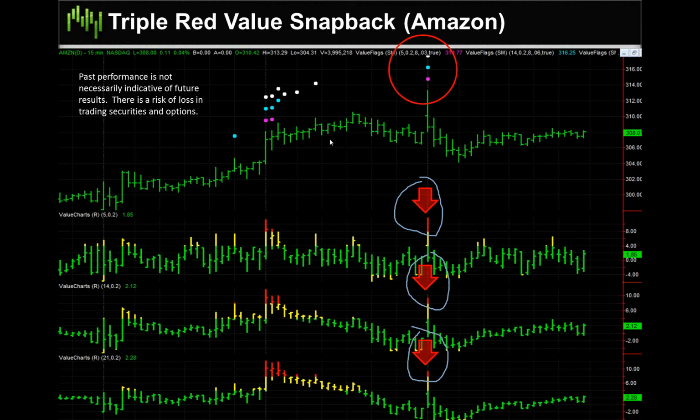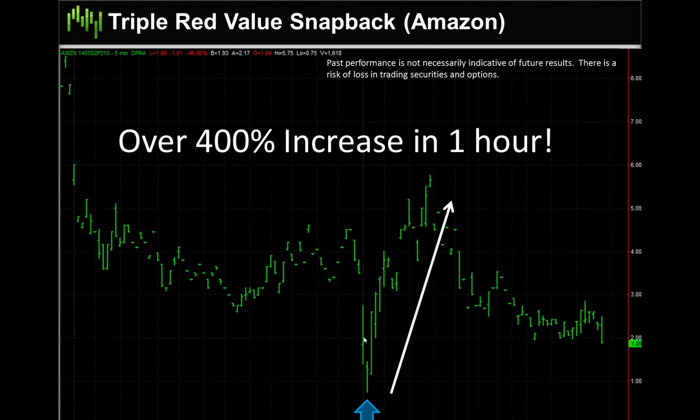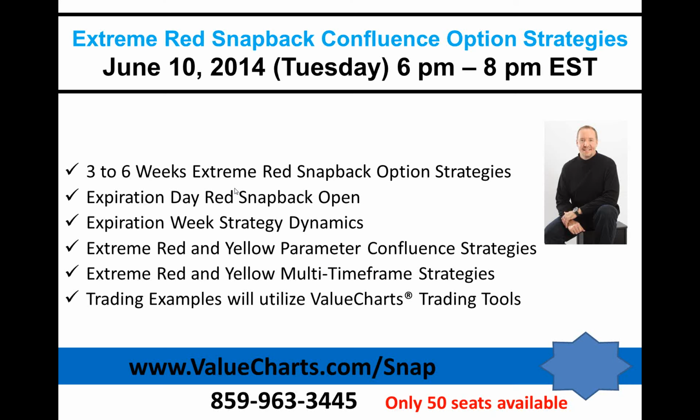Very short-lived opportunity that we need to jump on this literally in the first 5 to 10 minutes of trading here. We see the price of the option go from 1 all the way up over 5, 400% increase in about an hour's time. So that's not a bad deal. Works out really well there.